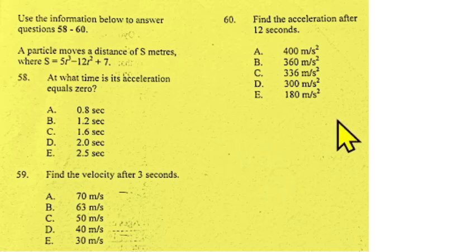Question number 58 to 60 is from differentiation, that is the application of differential calculus to rectilinear motion. Application of differential calculus to motion on a straight line, that is rectilinear motion. Use the information to answer question number 58 to 60. A particle moves a distance of s meters, where s is equal to 5t cubed minus 12t squared plus 7. At what time is its acceleration equal to 0?